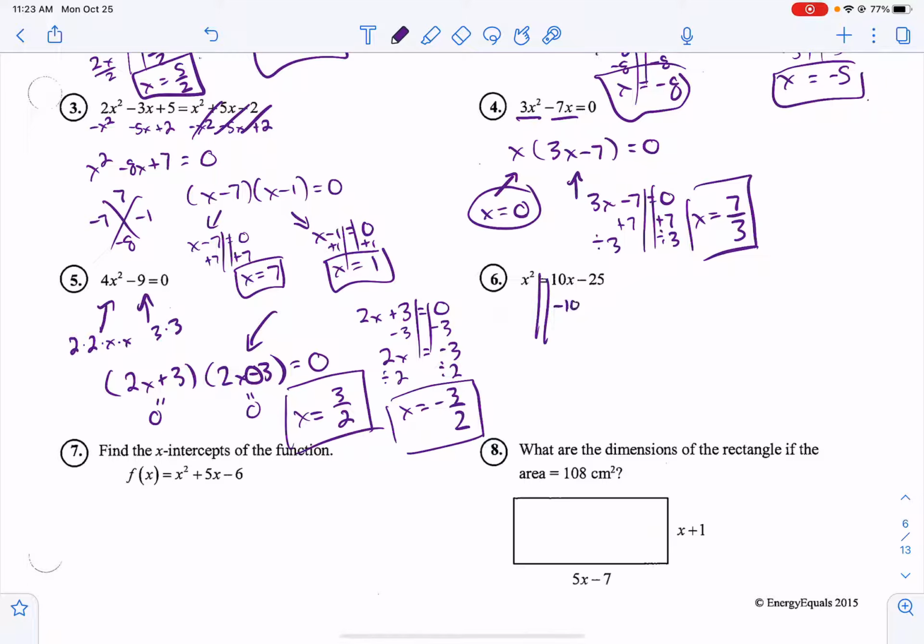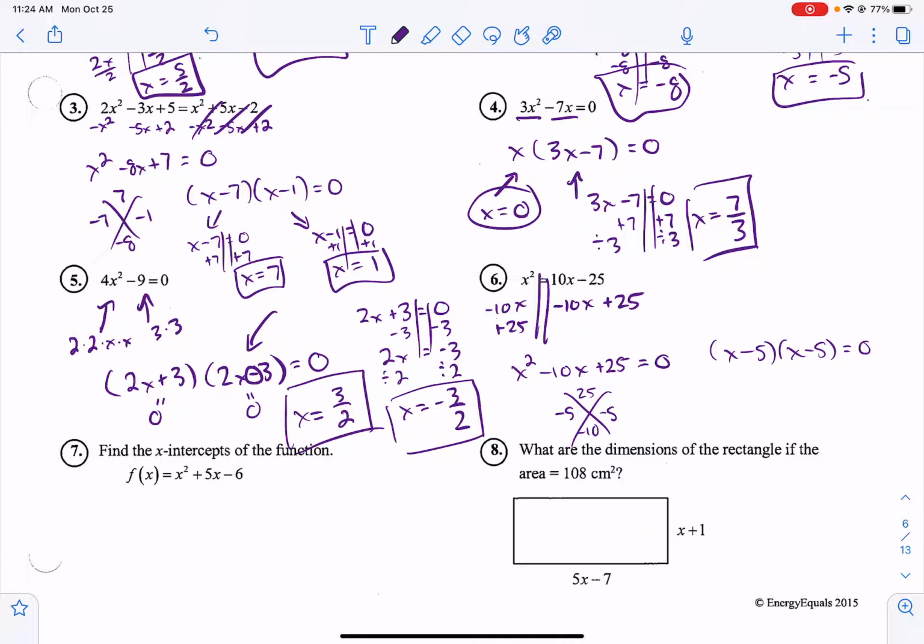Number 6, let's get everything moved to one side. So I have to minus 10x and I have to add 25 to both sides. So minus 10x, add 25, and I end up with what? X squared minus 10x plus 25 equals 0. So now I want to factor this. What multiplies to be 25 and adds up to be negative 10? Negative 5 and negative 5. So my parentheses become x minus 5, x minus 5, and then I have to set it equal to 0.